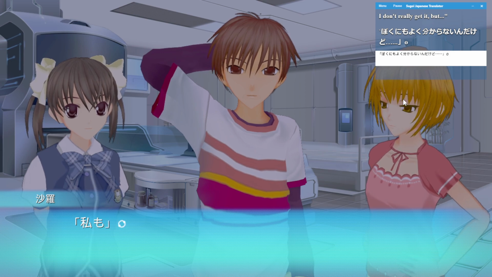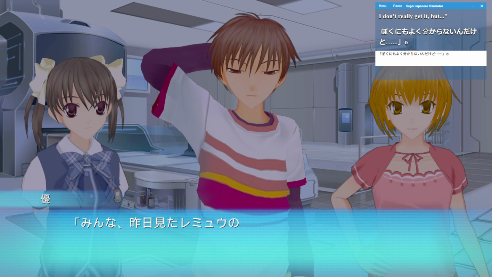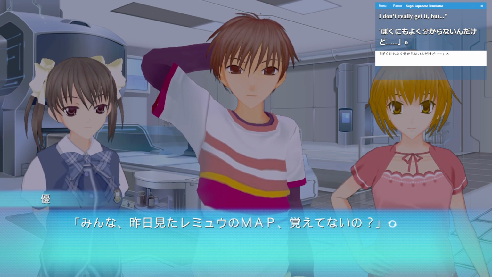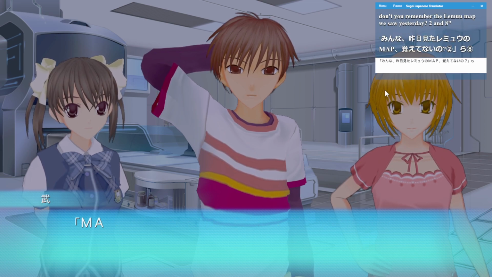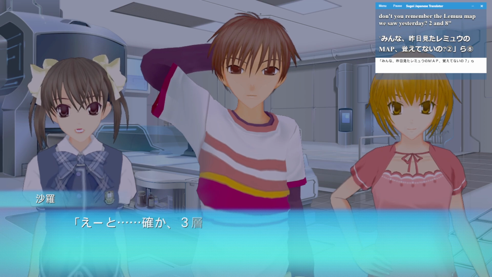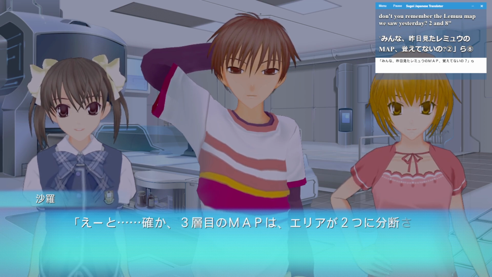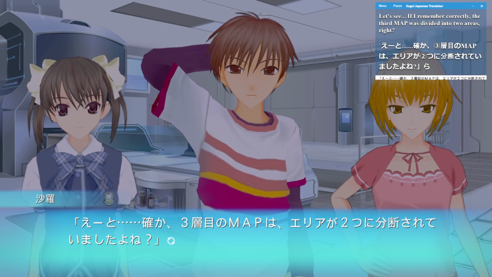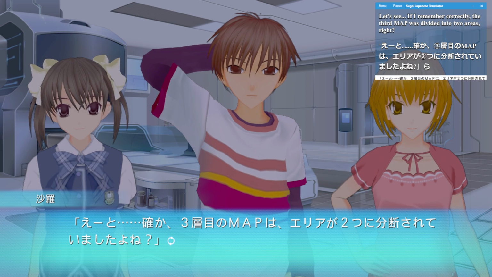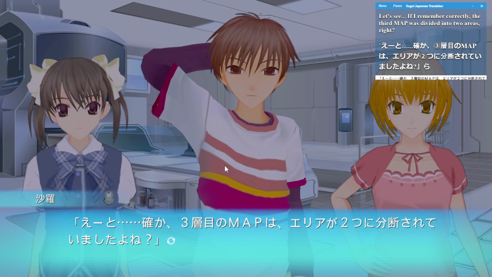Me neither. Don't you remember the Lumu map we saw yesterday? As far as I know, the third floor on the map was divided into two areas, right?